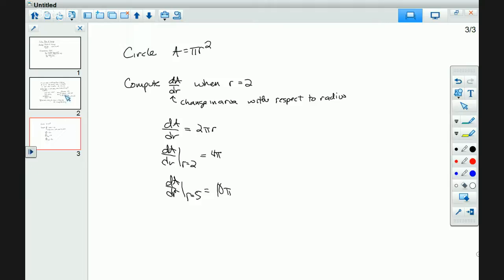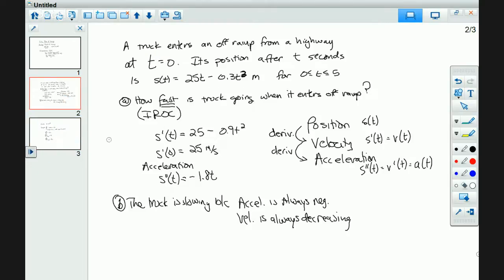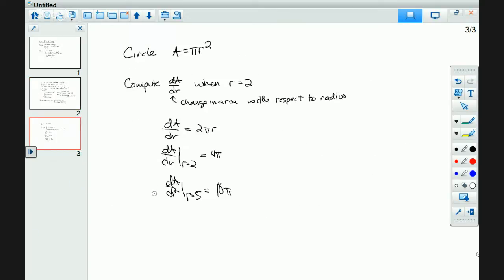Okay, so these are the two we wanted to look at today. The position, velocity, acceleration, instantaneous rate of change, and then the circle area rate of change. They're both instantaneous. We're using derivatives. Any questions? Okay.